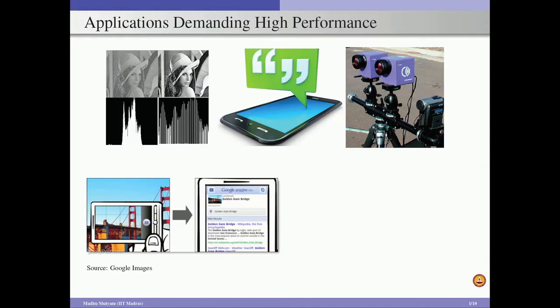So, in the last module we looked at multi-threading, and in this module we are going to discuss the need for multi-core processors, also called chip multiprocessors. There is a significant demand from the user side for high computational power. Applications such as image processing, speech, video, and several other applications require high performance computation.